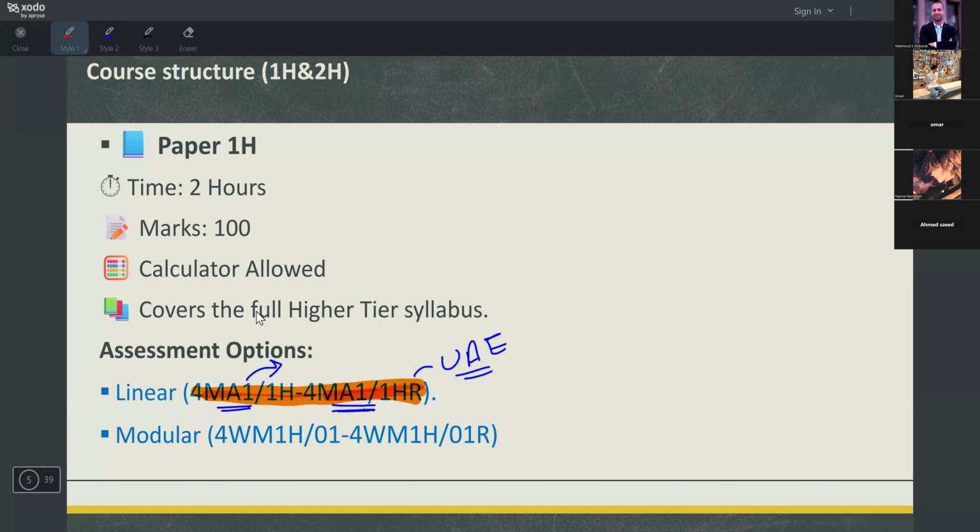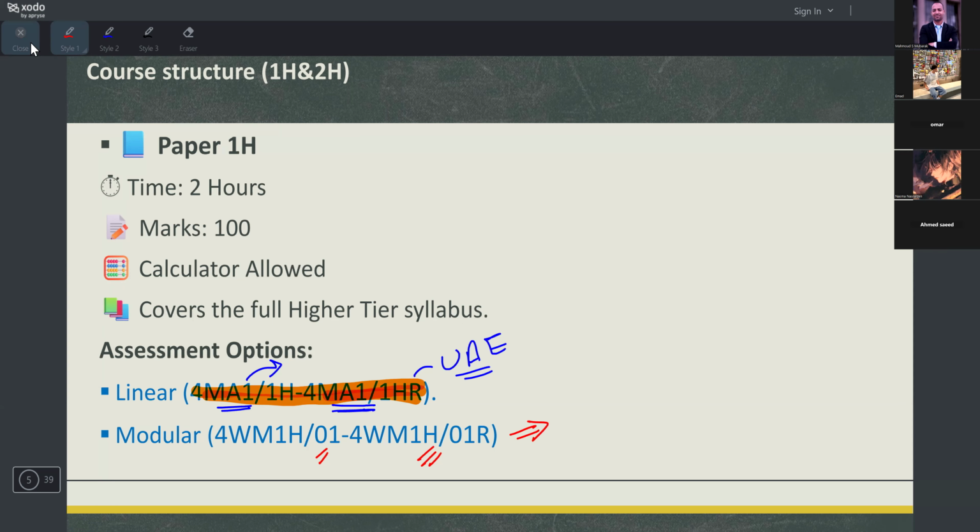Modular, and this is our option. We have two different variants. WM1H01 if you are outside the United Arab Emirates. If you are inside the United Arab Emirates, this is your paper code and this is your variant, WM1H01R. The paper code is very important.